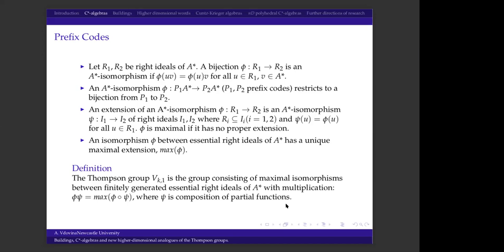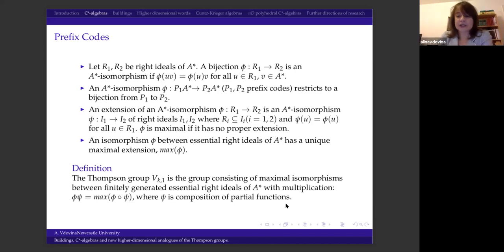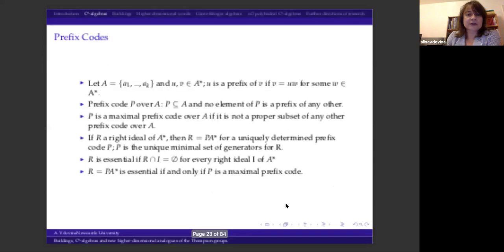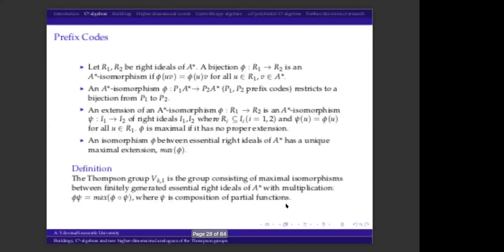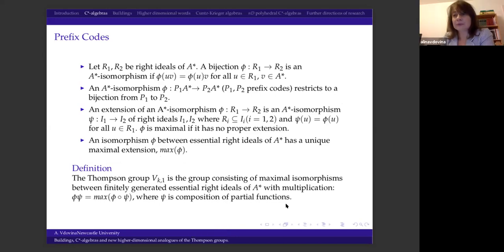What's K here? Is it the cardinality of A? In the notation VK1, which K? Yes, it's the cardinality of the alphabet. This is from the previous slide. K was the number of elements in the alphabet. Okay, thank you. So, for example, if K equals 2, then it's the original Thompson group V. Very good.